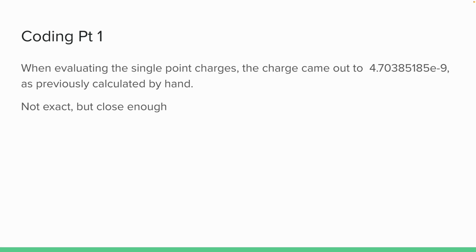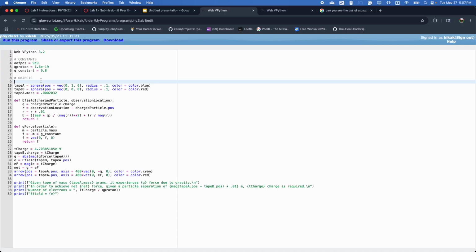Coding Part 1. When evaluating the single point charges, the charge came out to approximately 4.7 times 10 to the negative 9, as previously calculated by hand. This was not exact, but close enough. Here is my code for part 1.